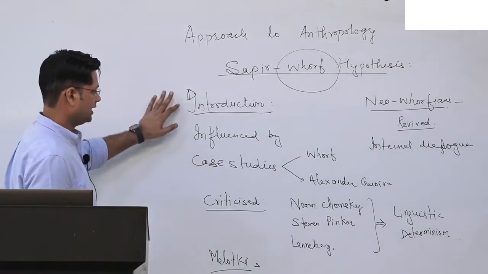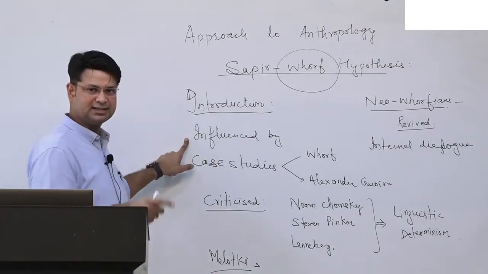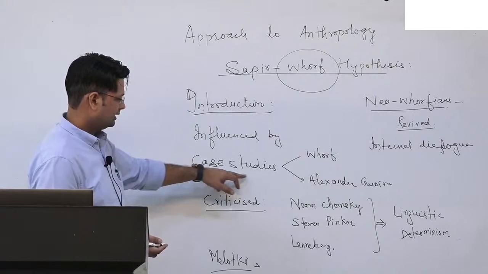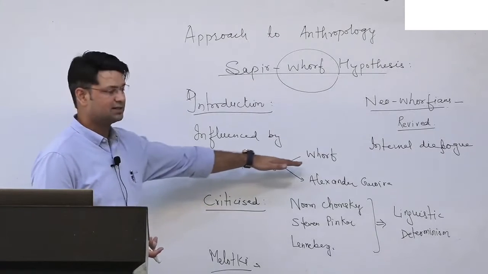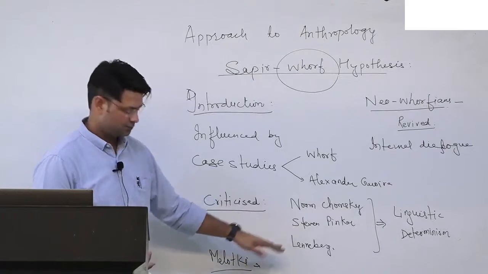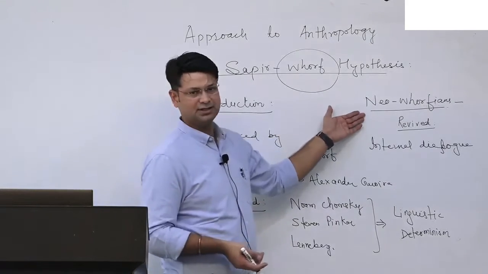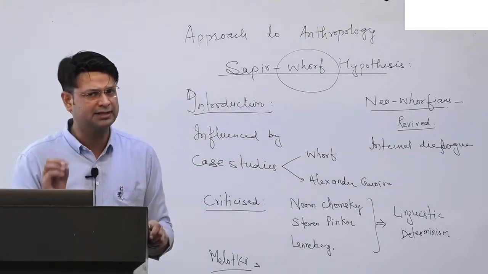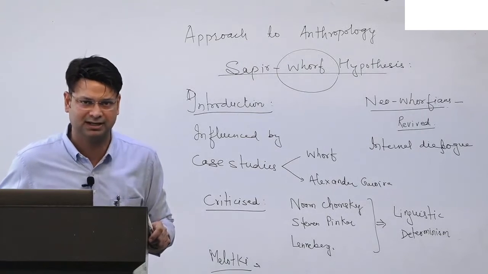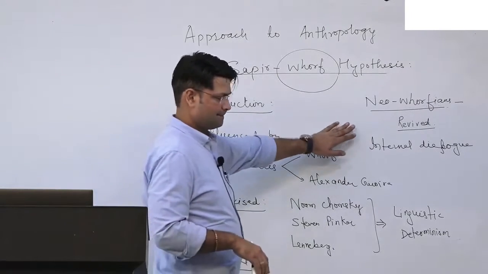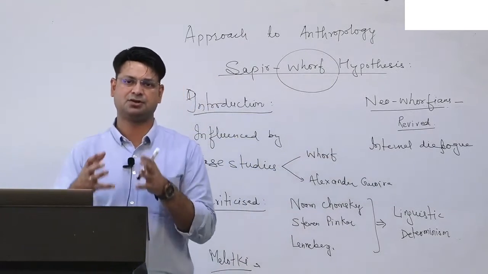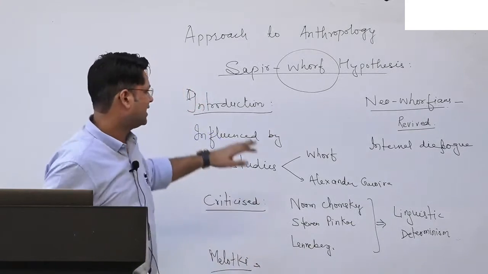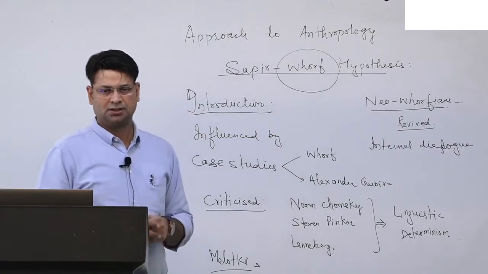So what I told you in the introduction is that this hypothesis was influenced by the Boasians. Then you write about the two case studies that I have given. You can criticize it by these two types of scholars, and then you can show the revival of it, to show that in today's time it is slightly valid, may not be completely valid, but yes, there is some influence of language on our cultural behavior. So in a weaker version, this hypothesis is valid, not in the stronger version.